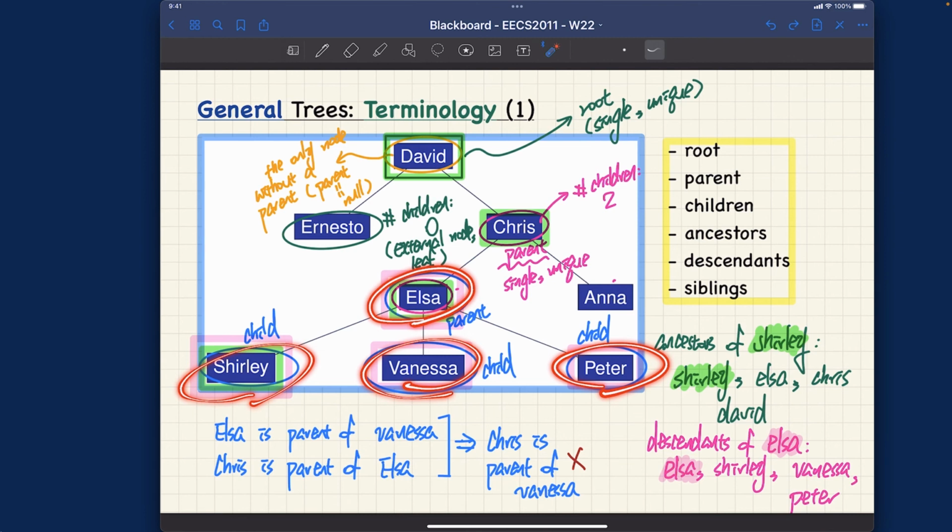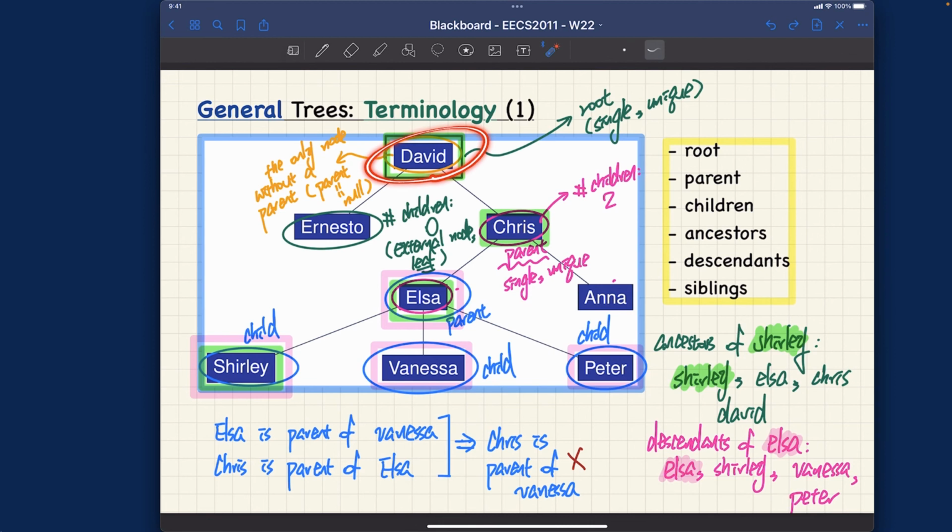What about Elsa's ancestors? A pop quiz. What will be Elsa's ancestors? In that case, that will be Elsa herself, Chris, all the way to David, the root, right? So a node will be their ancestor and also descendant at the same time, right? That's something also written in the slide by definition. Okay, which node in the tree has the most number of descendants? That should be quite easy to see. That means the higher you are in the hierarchy of the tree, the more descendants you should have. In that case, it will simply just be the root.